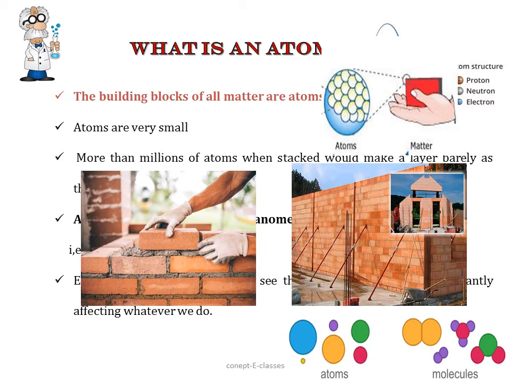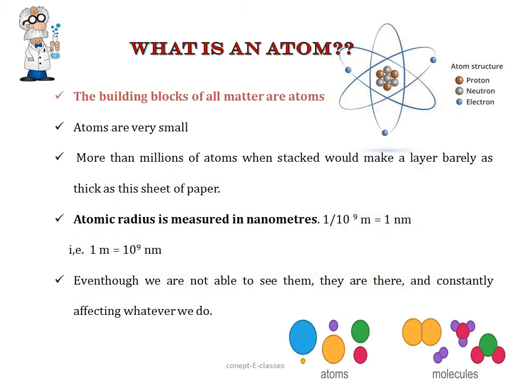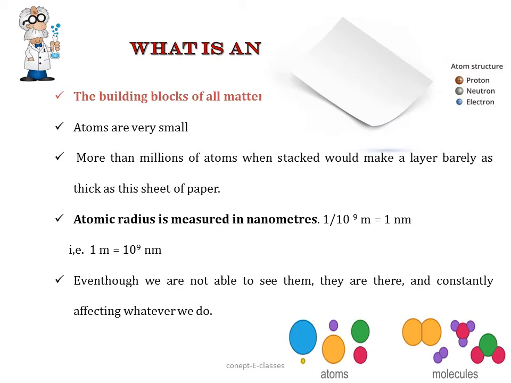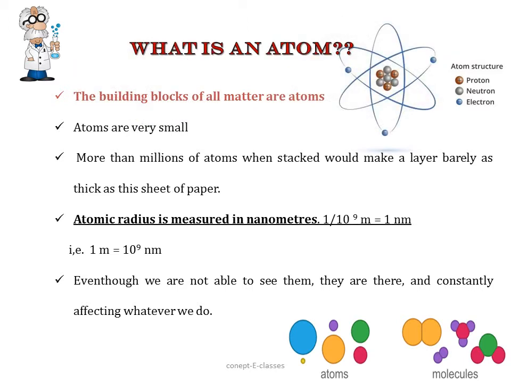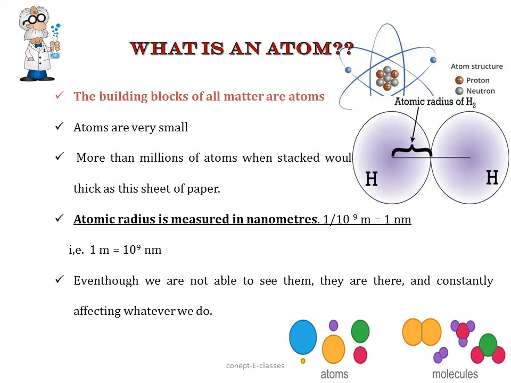Now, how big are the atoms? Actually, atoms are very small. They are smaller than anything that we can imagine or compare with. More than millions of atoms, when stacked, would make a layer barely as thick as a sheet of paper. Now, the atomic radius, or the radius of an atom, is measured in nanometers. 1 by 10 raised to 9 meter is 1 nanometer.